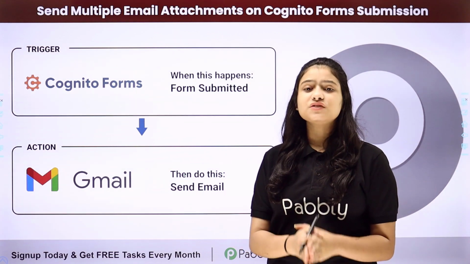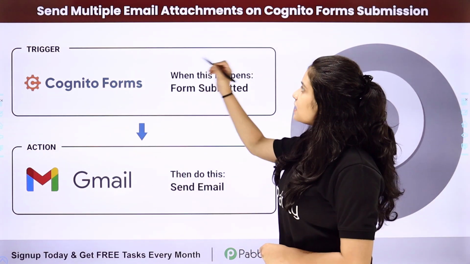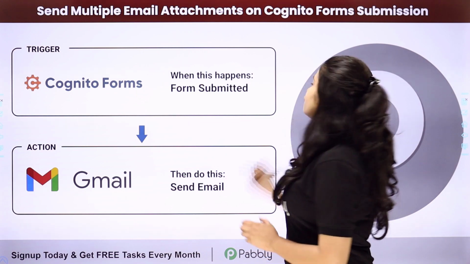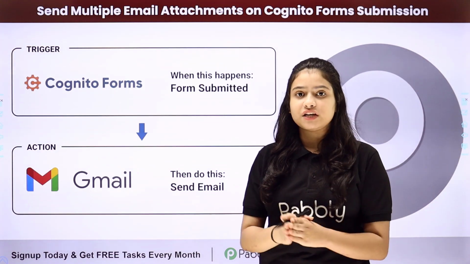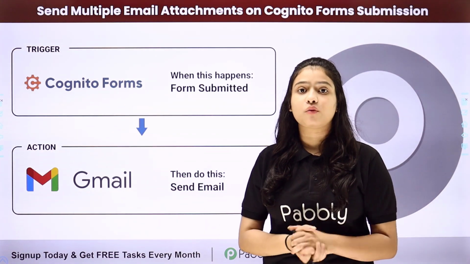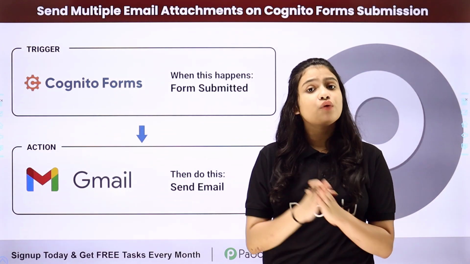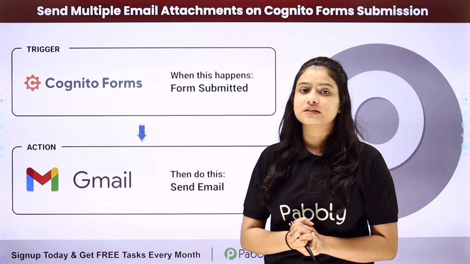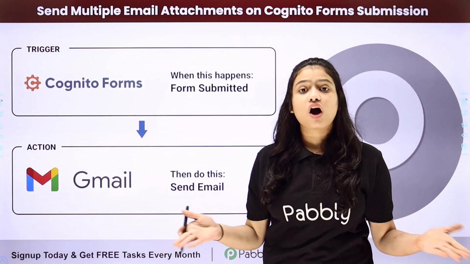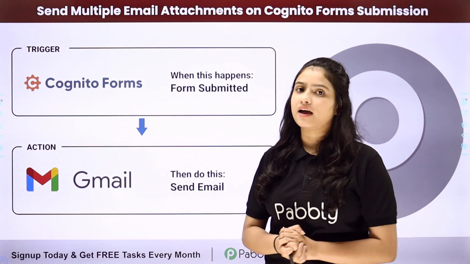Hello everyone, in this video we are going to learn how to send multiple email attachments on Cognito Forms submission. Suppose you have received important documents or files in the form of images or PDFs through form submission in Cognito Forms, and now you want to share the same files to your team members in the form of email attachments. So how are we going to do this process automatically and effortlessly?